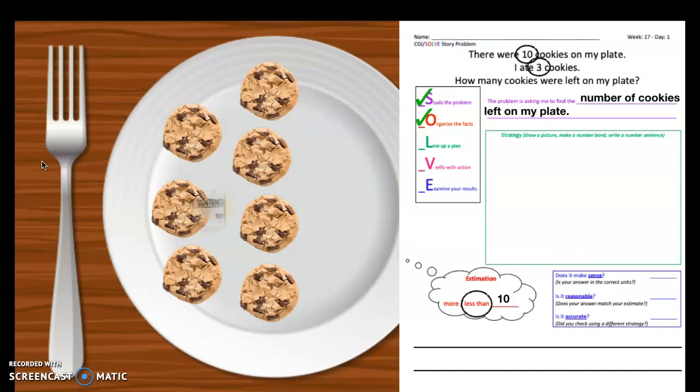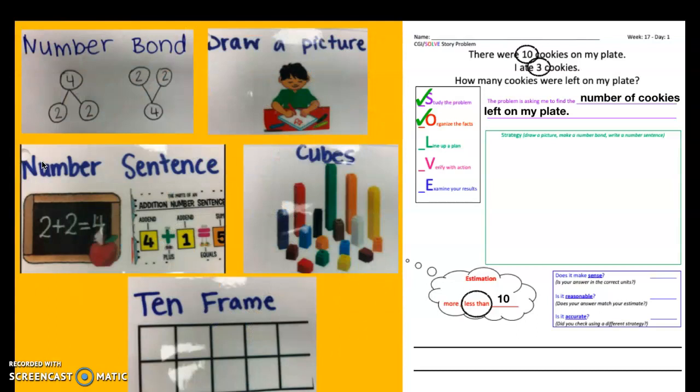The next step is to line up a plan. When we line up a plan, we think about what strategies we're going to use. You can use a number bond, draw a picture, use a number sentence, cubes, or whatever kind of manipulative you have at home, which means it could be counters, it could be beans, anything that you have to count. Or you can use a 10 frame. So my plan is that I'm going to use a number bond, a number sentence, and I'm also going to draw a picture.